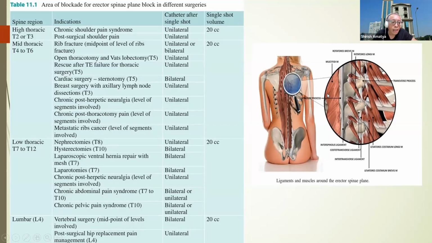And as you can see in the picture, you can see the extension of the erector spinae muscle from the neck to the sacrum. So we can use the upper thoracic, mid thoracic, lower thoracic, or even the lumbar area to do this erector spinae plane block and achieve excellent analgesia for acute as well as chronic pain management.